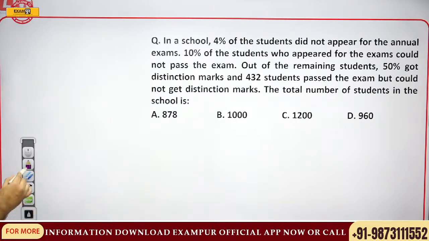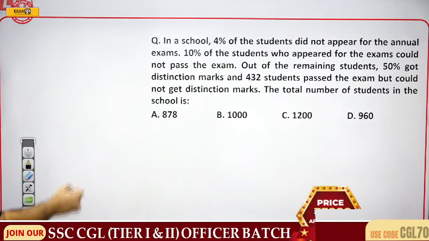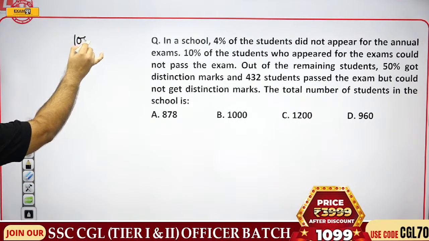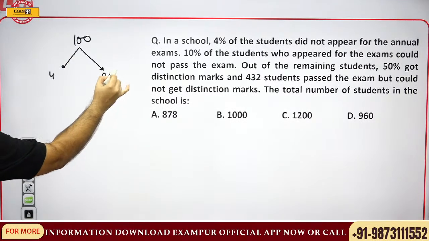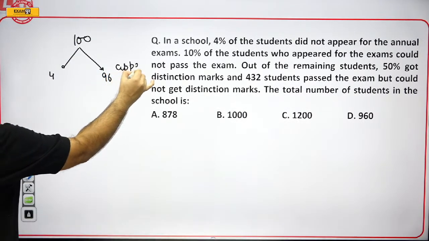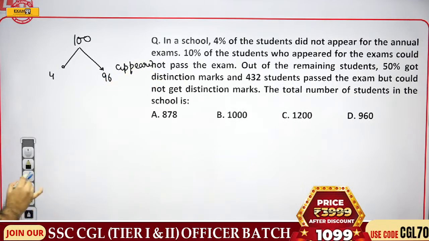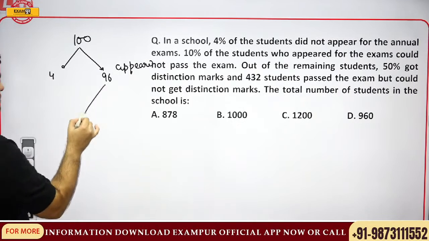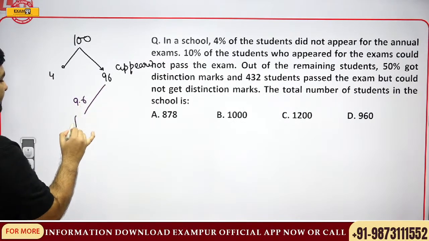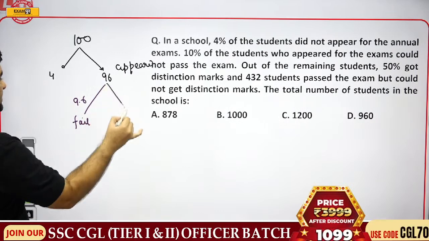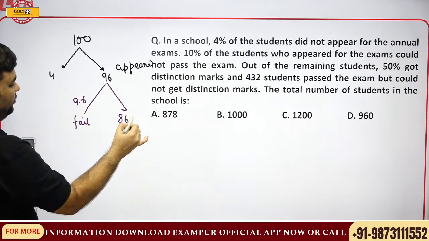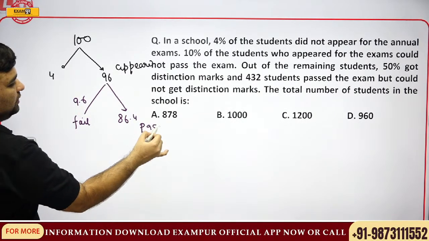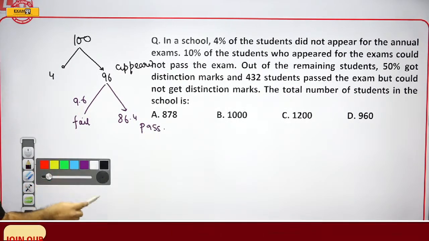In a school, 4% of the students did not appear for the annual exams. Out of 100, 4 do not appear, so 96 appeared. Everyone will not get pass. 10% could not pass, so 9.6 fail. Subtract 9.6 from 96, basically 86.4 pass.